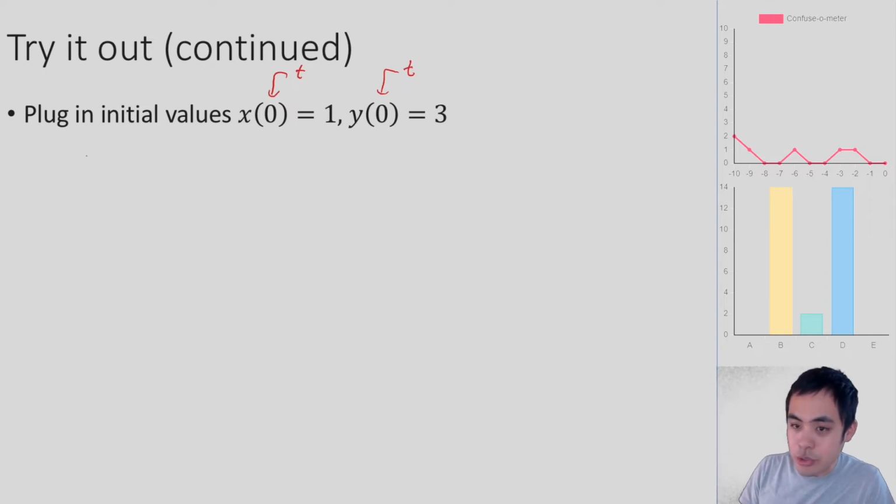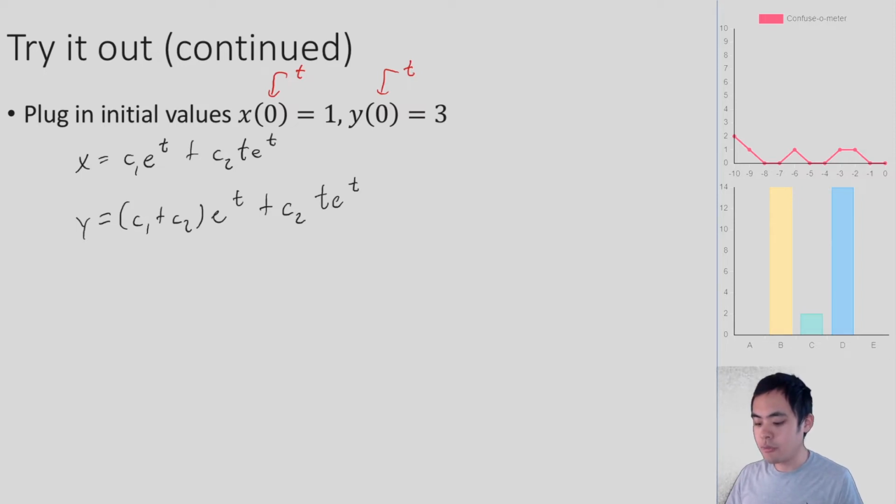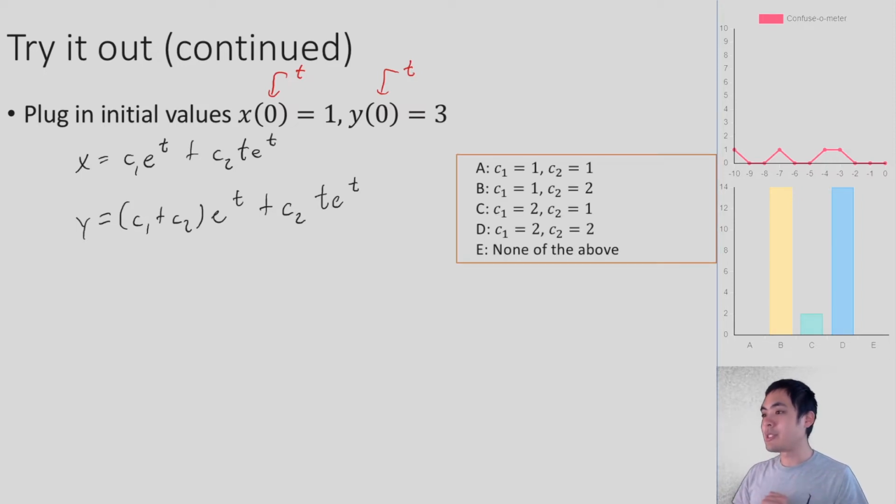So what were our equations? Our equations were x is equal to c1 e to the t plus c2 t e to the t, and y is equal to c1 plus c2 e to the t plus c2 t e to the t. So now we need to plug that in and find the final equations. So what are c1 and c2? Let me reset before you reply to this. So now you need to plug in and solve for c1 and c2 based on saying when t is equal to 0, x is equal to 1, and when t is equal to 0, y is equal to 3.